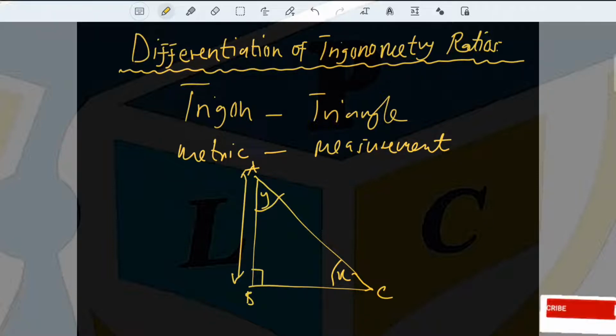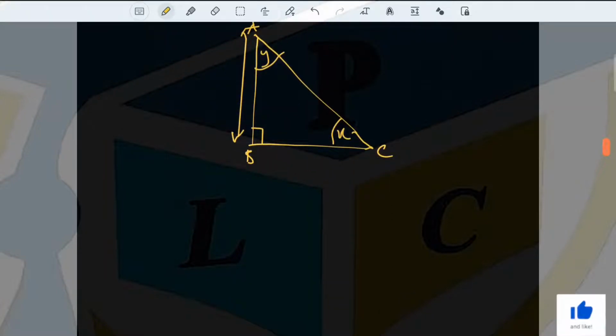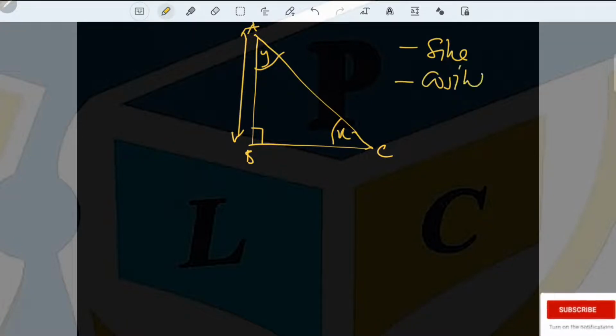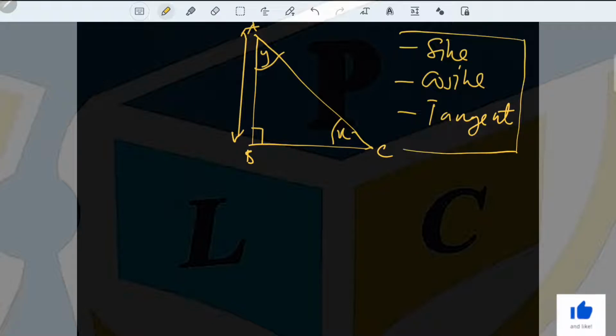So let's move straight to the trig ratios that we have. Basically, we have three mother trig ratios. The first one is sine, the second is cosine, and the third is tangent. These are the three mother ratios that we have in trigonometry, and they have given birth to others.